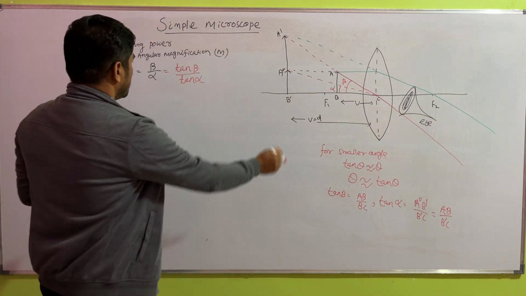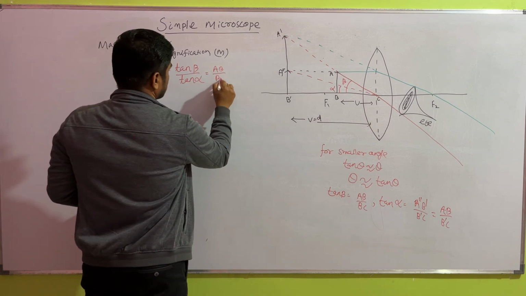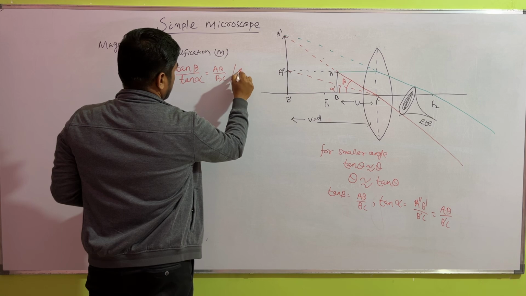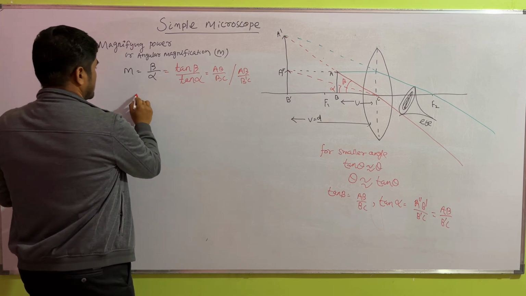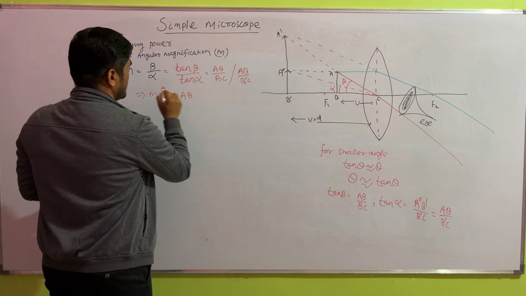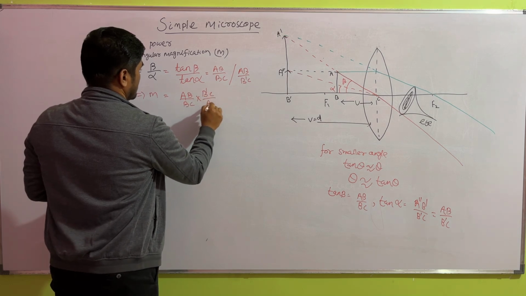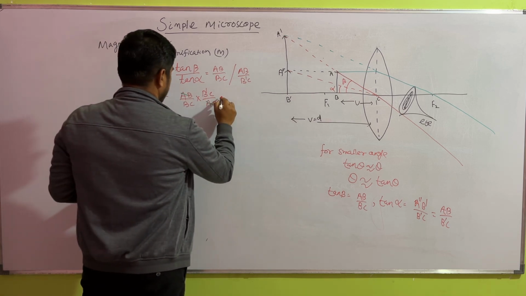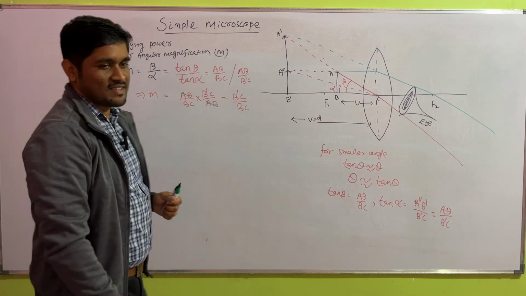So here tan beta equals AB divided by BC, whole divided by AB divided by B dash C. That implies the magnifying power M will be equal to AB divided by BC into B dash C divided by AB, and AB cancels, and we can write that it equals B dash C divided by BC, clear.